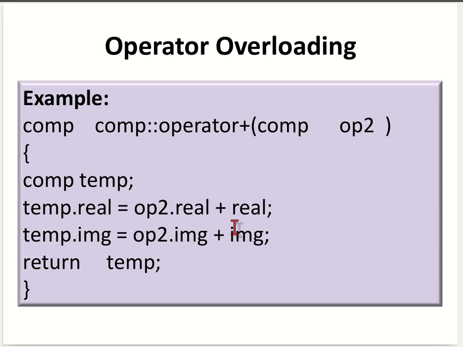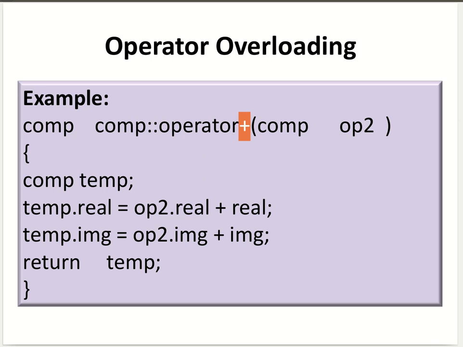So let's see one example here. Let's say comp is our complex number. I am defining it outside the comp class. So what is the function name here? I have used the operator keyword and the operator to be overloaded. So comp is our return type, operator plus is our function name, comp op2 is our argument, and we are doing the operator overloading.